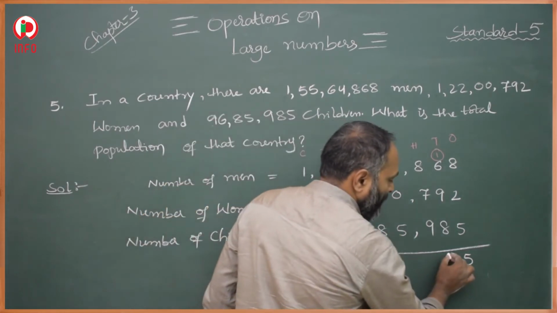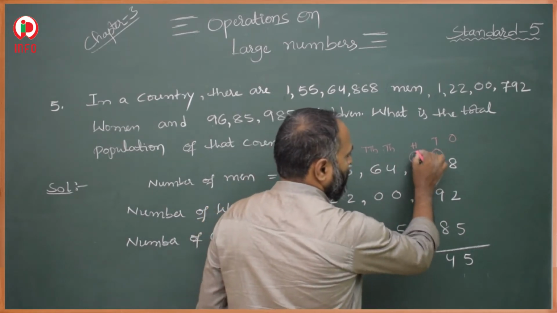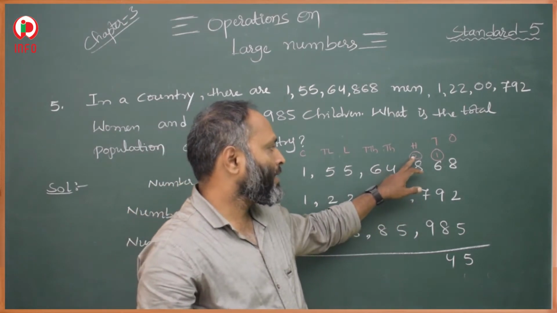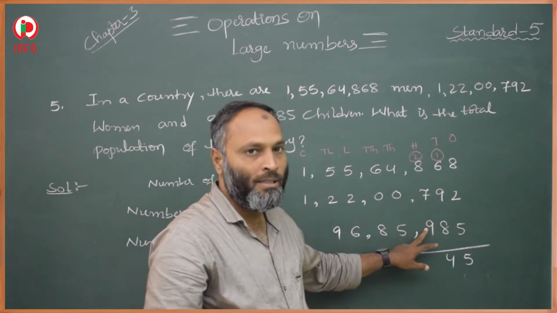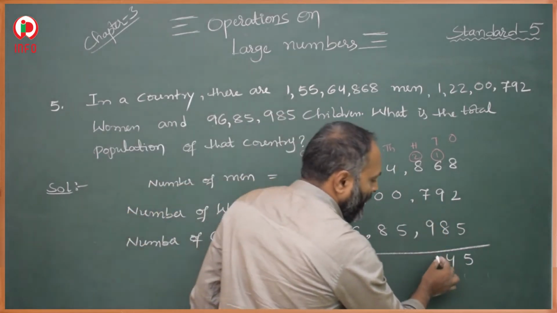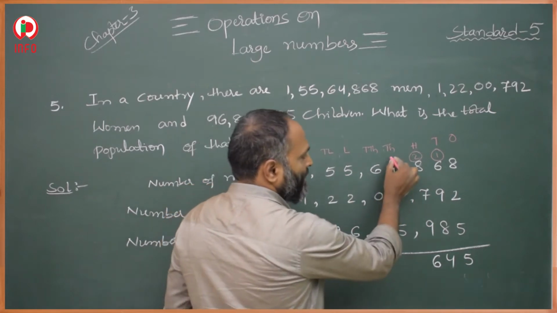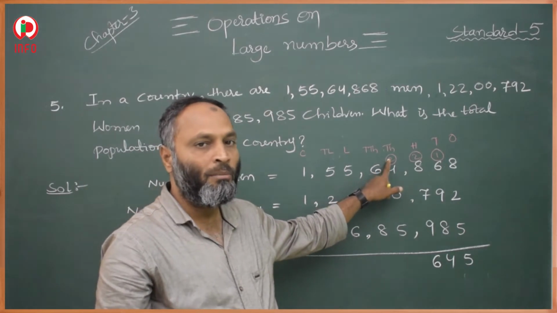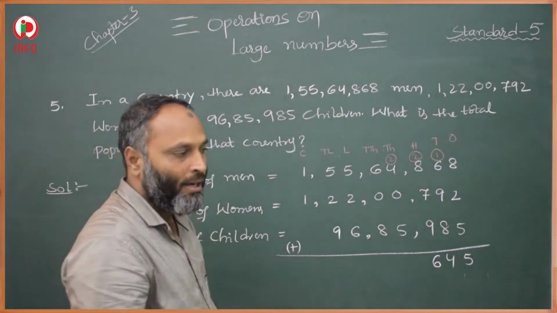24 is a double digit number. 4 here and 2 goes to the very next place, that is the hundreds place. Then 8 plus 2, 10. 10 plus 7, 17. 17 plus 9, 26. 26 is a double digit number. 6 here and 2 goes to the very next place value, that is the thousands place. Then 4 plus 2, 6. 6 plus 5 is 11. 11 is a double digit number.